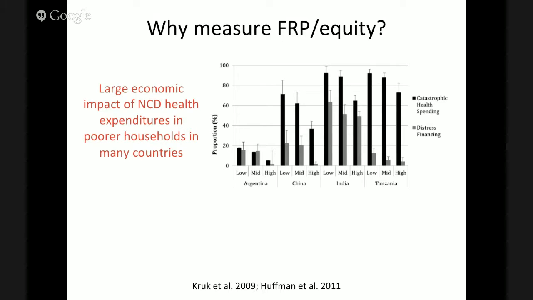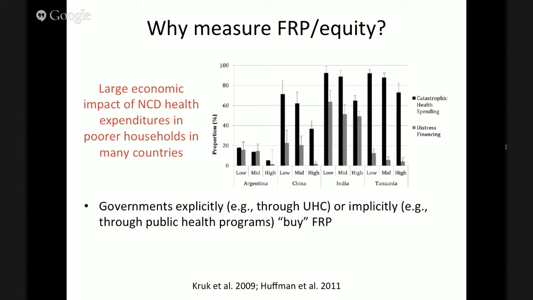And so this is a study by Mark Huffman and colleagues a few years ago, looking at across 4 countries, what proportion of patients with cardiovascular disease had catastrophic health expenditures or had to buy or sell or borrow or sell assets to actually pay for their health care. And so you can see it's quite a bit in countries like India and Tanzania.